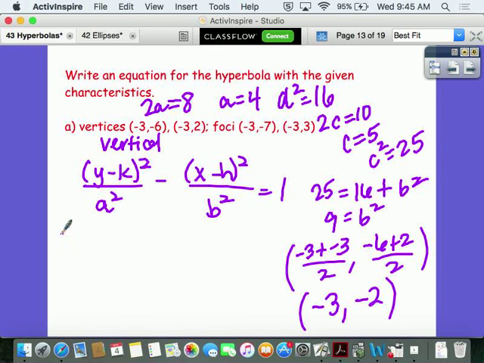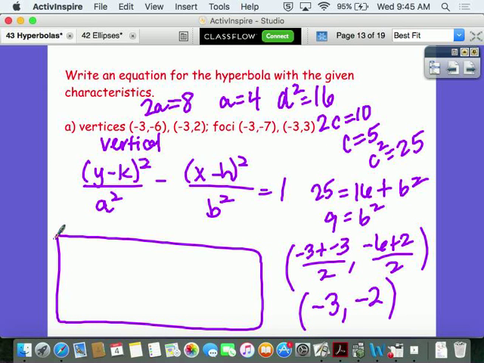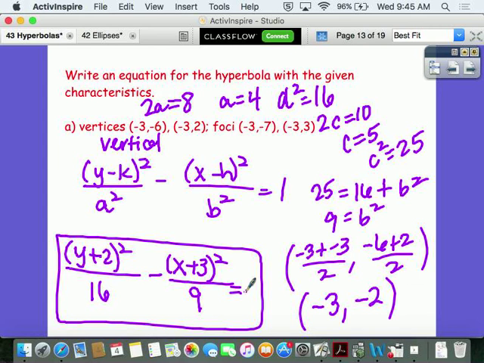So I have my equation. I'm going to write it right here in this box. Just be careful when you plug in. y plus 2 squared over 16, because it was a negative over a squared, which was 16, minus x plus 3 squared over 9 equals 1. So really when it comes down to finding your pieces, nothing has changed too much, okay? You just have to know what you're finding.